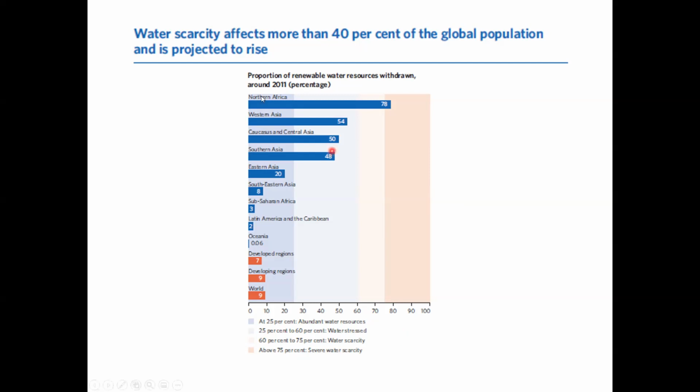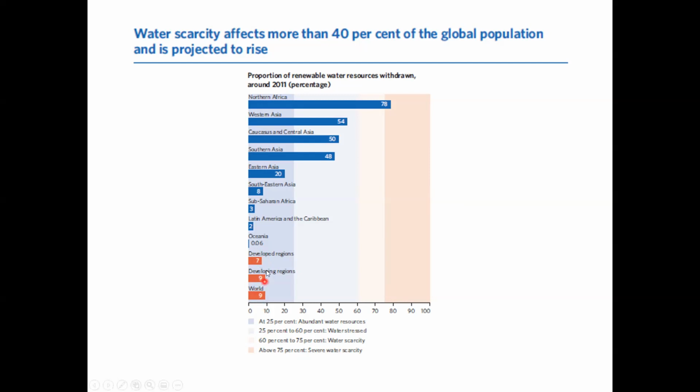So here's the proportion of renewable water resources withdrawn around 2011, as a percentage. At 25%, in this category, we have abundant water resources. At 25 to 60%, in this category, we've got water that is stressed at 60 to 75%. In this category, we have water scarcity, and then in the 75 to 100, we have severe water scarcity.